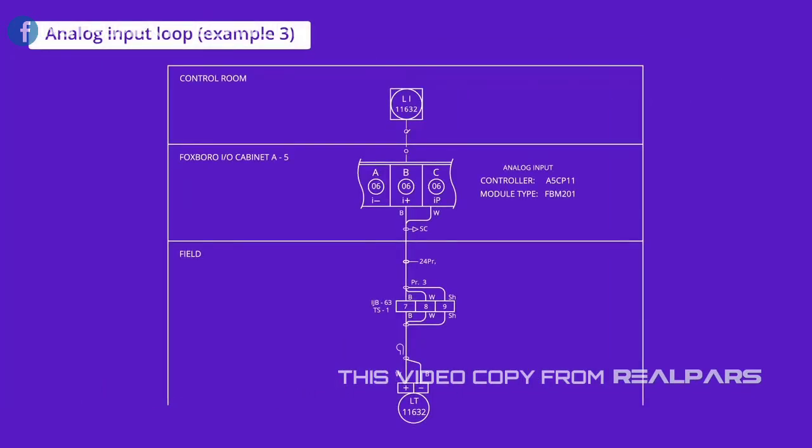Let's look at an example of an analog input control loop with a DCS controller. The controller is one of the channels of a Foxboro DCS input module, FBM201. This module is located in the Foxboro I/O cabinet A5. The data sheet for the FBM201 analog I/O module will tell you that the two-wire input and output connections are A and B. The P and ID symbols tell us that the control room HMI will have a graphic for a level indicator, LI11632.